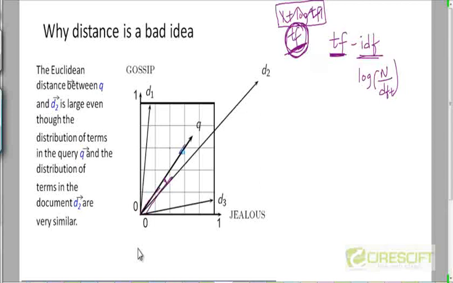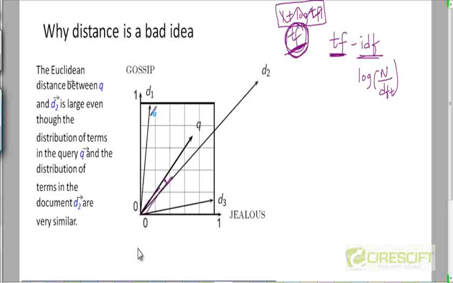Let's work with a query which has the word gossip and the word jealous in it. So there are only two terms in the vocabulary, gossip and jealous, and we have a query that has both these terms. We have a document D1 that has gossip in it. Strictly speaking, it does have the word jealous in it, but let's say gossip appears n times and jealous appears just once.